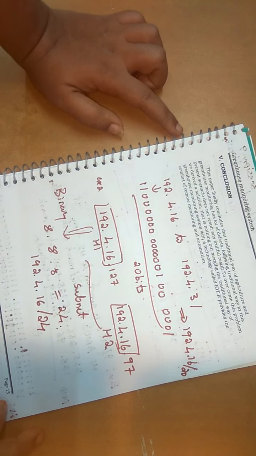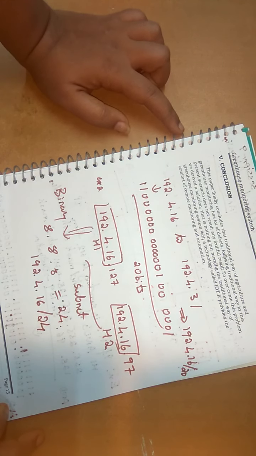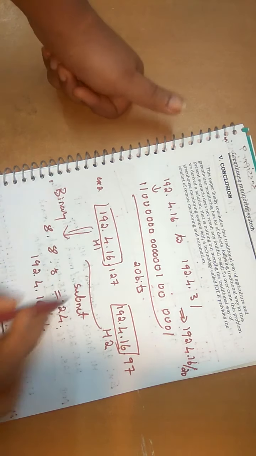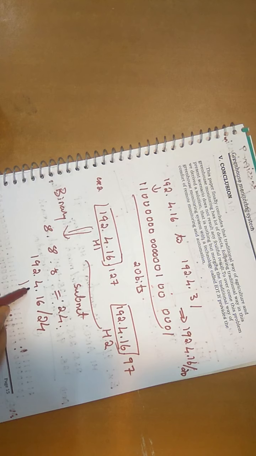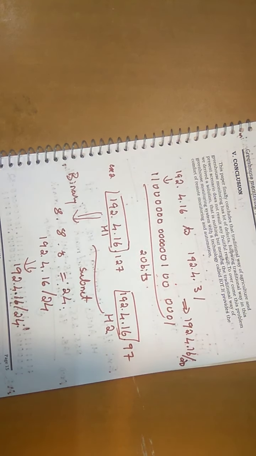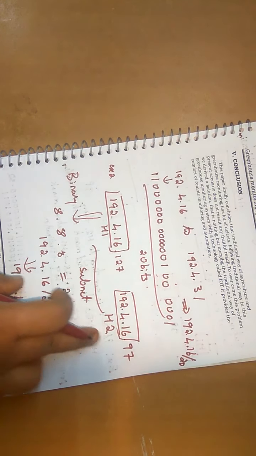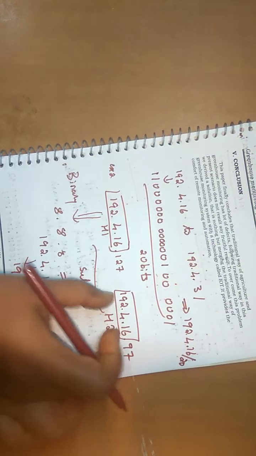192.4.16/24. I hope now it is clear. The common, so here this is the range 192.4.16, 127. So what are all the hosts which will come under this subnet? It will be directly written as 192.4.16/24. This is the common prefix for all the hosts which will come under the subnet.